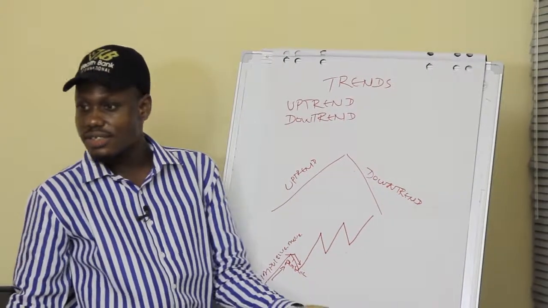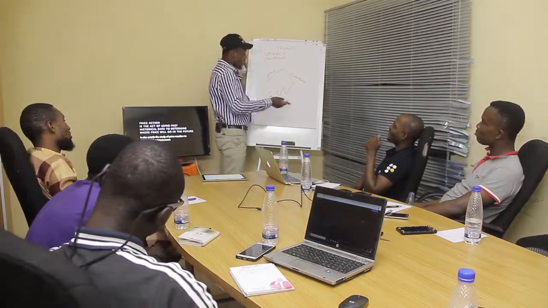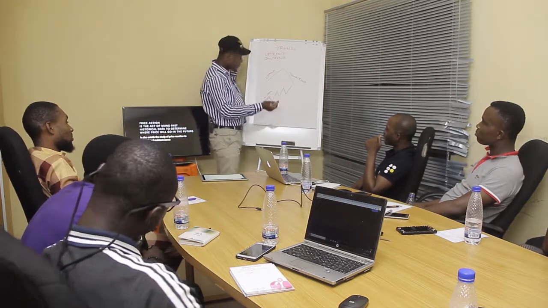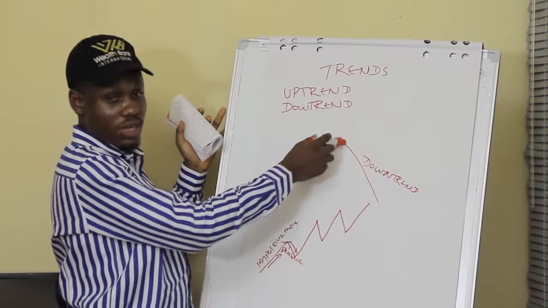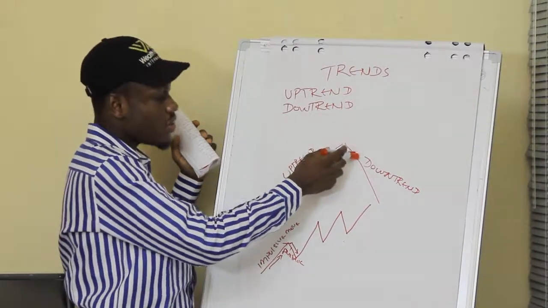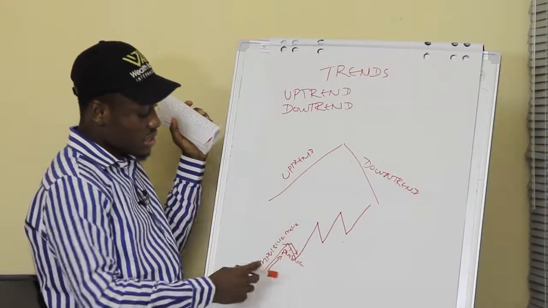You can't change it. Just like a drunkard, you can't change how a drunkard acts. So we have an impulsive move, we have a pullback. You can't make forex work like this. It's not possible. It works like this.